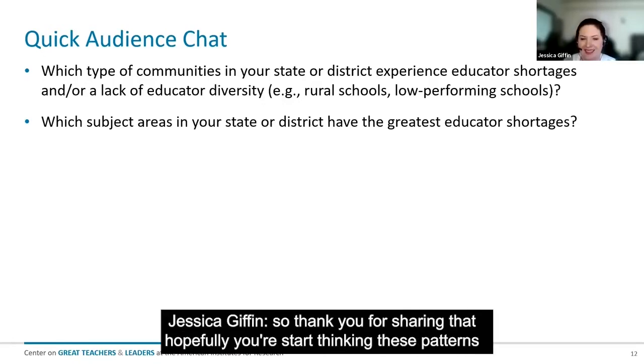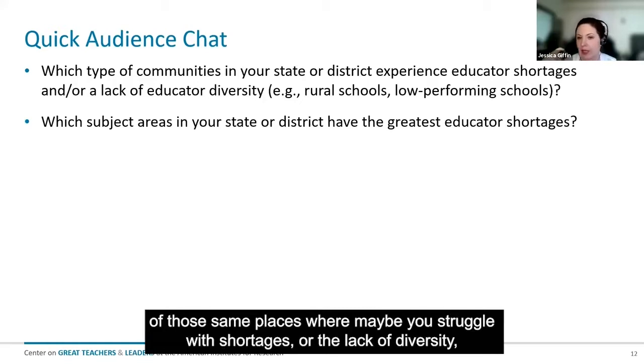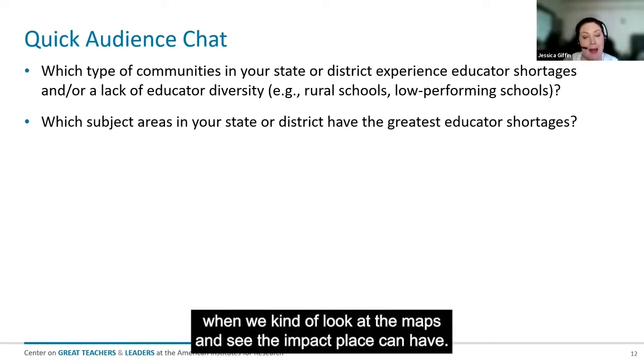Great. So thank you for sharing it. Hopefully you start thinking about these patterns of those same places where maybe you struggle with shortages or the lack of diversity when we look at the maps and see the impact place can have.